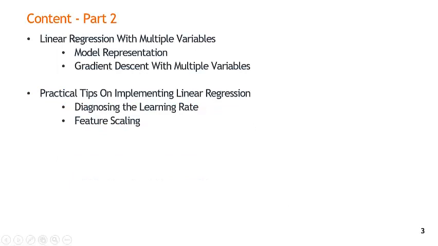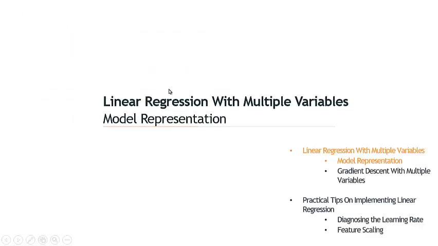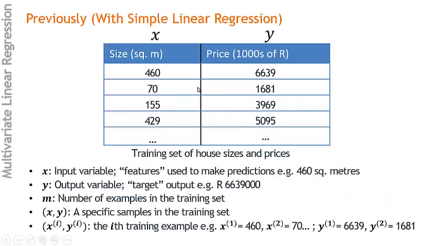So we'll have the model representation and gradient descent, just like we did with one variable. First we talk about the mathematics of representing a model with multiple variables or multiple features. Before, we had size and then price of the house. X are the input variables, the features, and the output variable is the price. M is the number of examples in the training set.